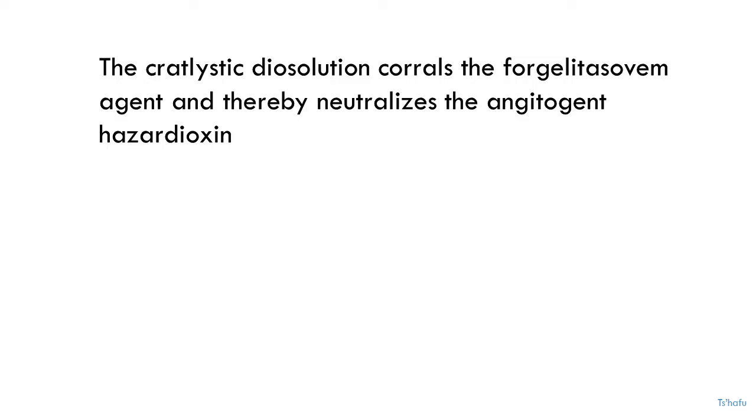So here it is. Now I encourage you to stop the video right now, read through this, and try for yourself to understand what the logic is here. So go ahead and stop the video, and I'll wait. Okay, so I'm assuming that you have stopped the video, you have given it a try, and if you're like most people, you've probably looked at this. The catalytic diosolution correls a forgitolisovin agent and thereby neutralizes the agitogent hazard dioxin.